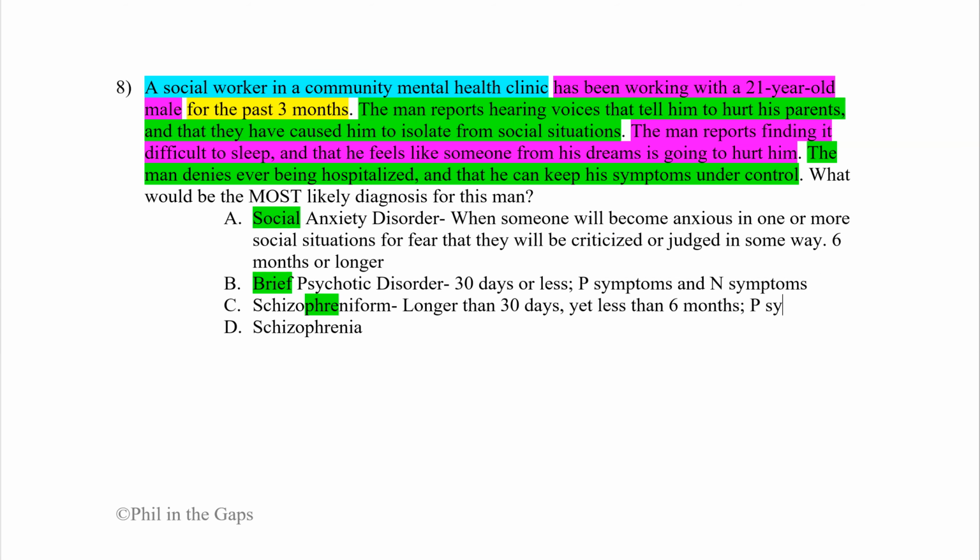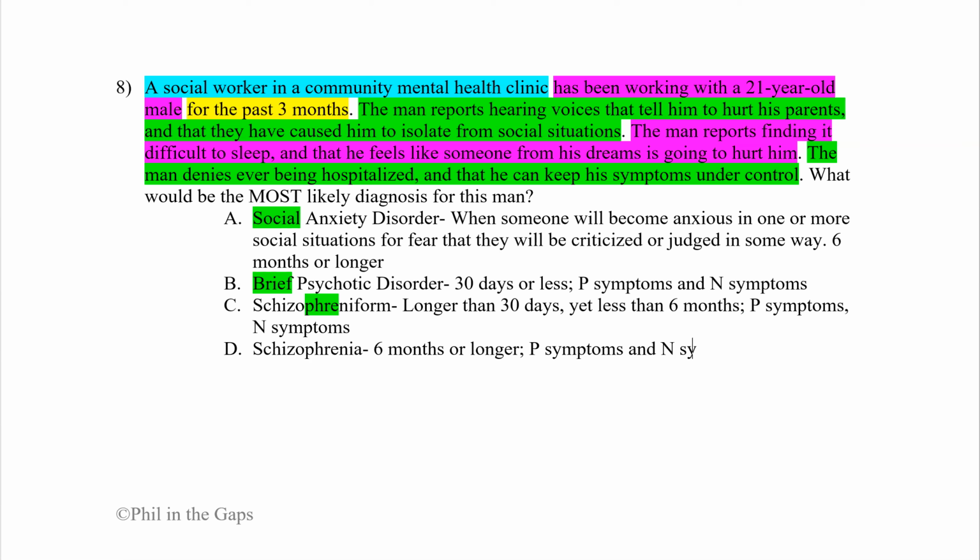So positive symptoms: hallucinations, delusions, catatonic behavior, disorganized speech, and then negative symptoms: isolating himself, lack of interest, lack of hygiene, low moods. Schizophrenia, the top of it is going to be 6 months or longer, and those are going to be the positive and negative symptoms as well.